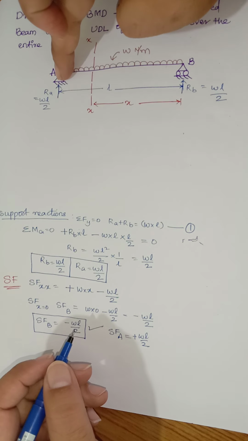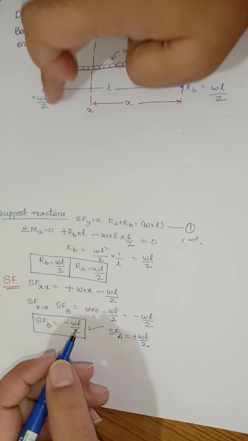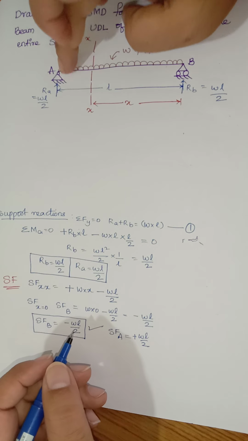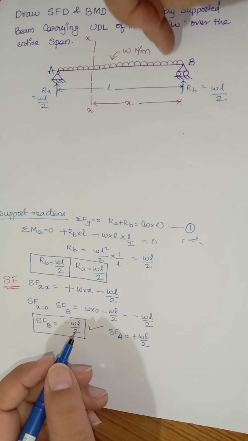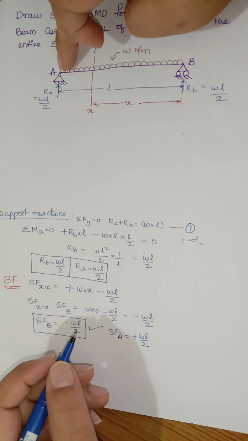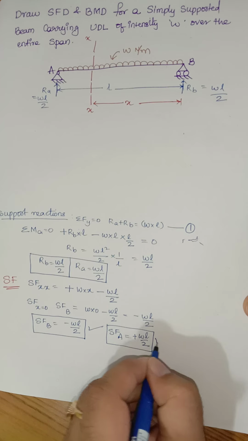When it is acting in the upward direction, what will happen? Towards the left side of the section, it is acting in the upward direction. According to the sign convention which I gave you, this has to be positive. Right side downwards, positive. Left side upwards, positive. So this is a positive value. So we got two values here.